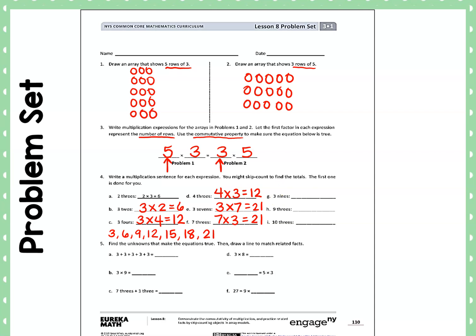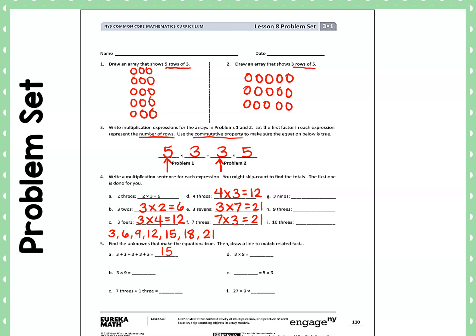It says, find the unknowns that make the equations true. Then draw a line to match related facts. So we have 3 plus 3 plus 3 plus 3 plus 3. Okay, and that would be the same as skip counting by 3s 5 times. So 3, 6, 9, 12, 15.